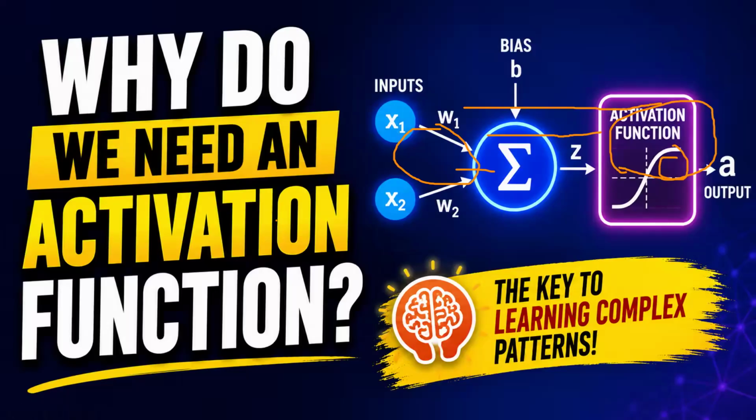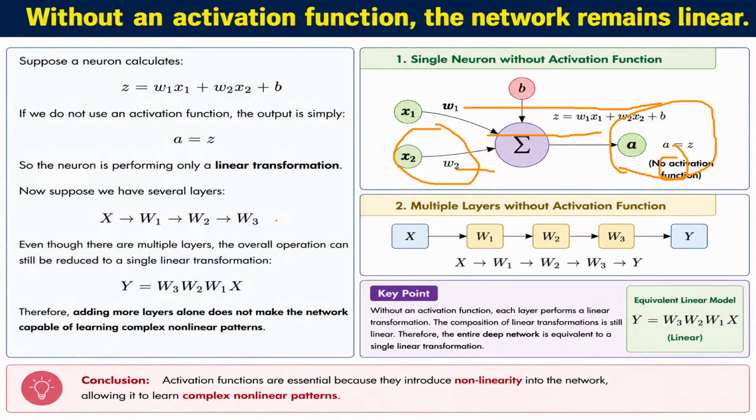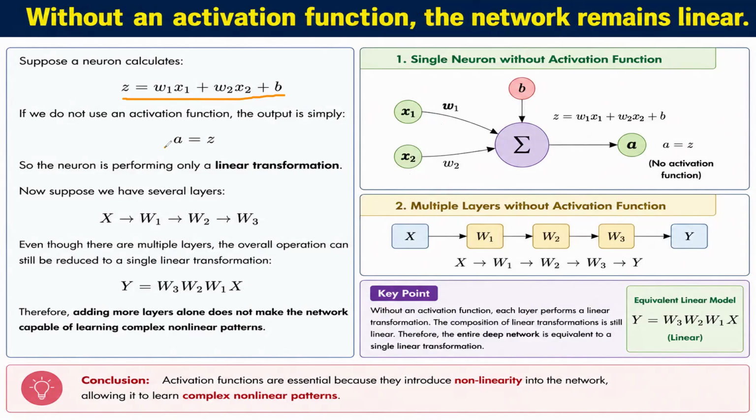So why do we need an activation function? Let us see. Without an activation function, the network remains linear. So what does it mean? It means that suppose we have a neuron that calculates z is equal to w1 x1 plus w2 x2 plus b, and we do not have any activation function. The output will be simply z. Again, if there are several layers, let us say input, then layer 1, layer 2, layer 3, and there is no activation function, we can transform it into a single linear transformation, that is W3 into W2 into W1 into X. So it is nothing but linear.